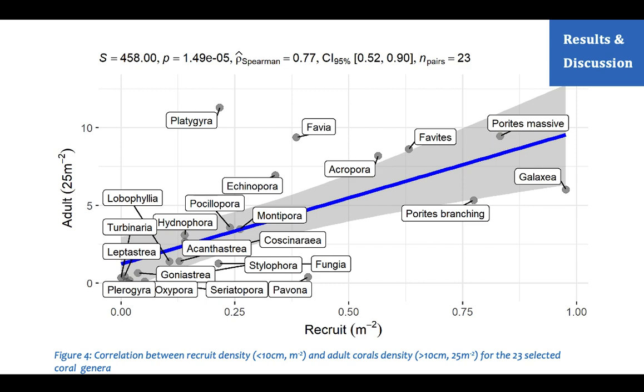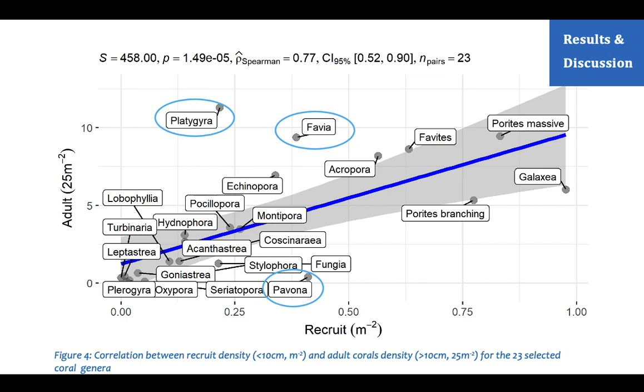For the relationship between the communities found in recruits and adults, we see there's a high correlation between the genera in the recruits and the genera in the adults, but with a few like Platygyra and Favia, which have more adults than recruits, which may indicate that if these adults die, there may be no recruits to replace them. And Pavona has more recruits but fewer adults, which may mean they're not growing into adults.